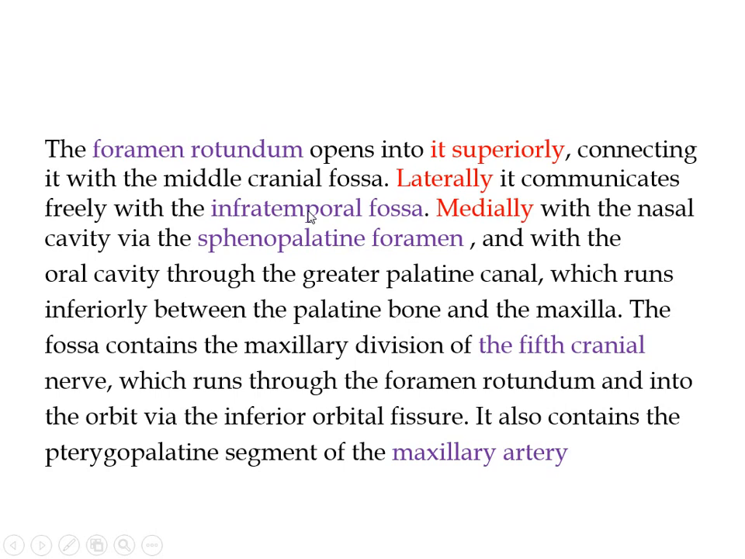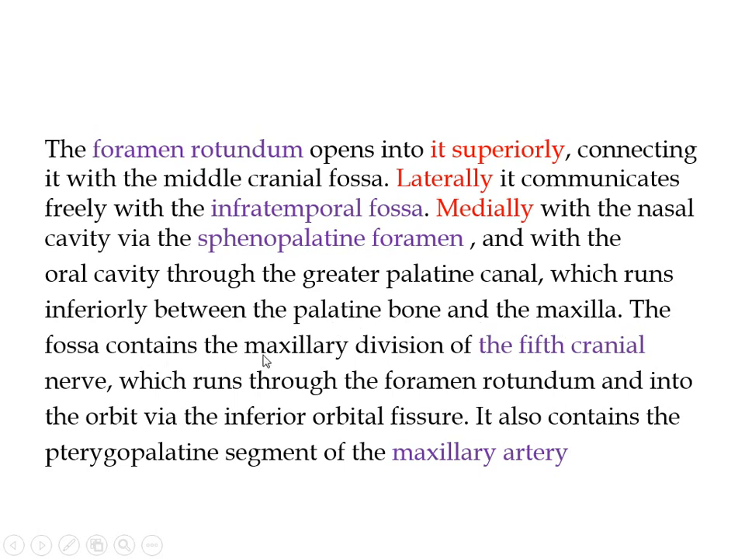Medially, it communicates with the nasal cavity. So it can go to the nasal cavity, to the brain, to the orbit, to the infratemporal fossa. All of them open into this tiny space. And to the oral cavity through the greater palatine canal, which runs inferiorly between the palatine bone and maxilla.